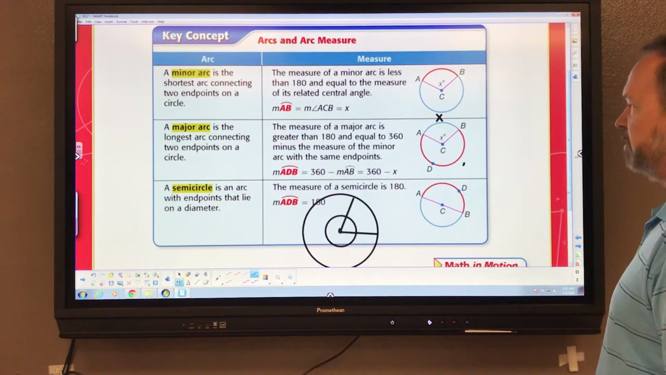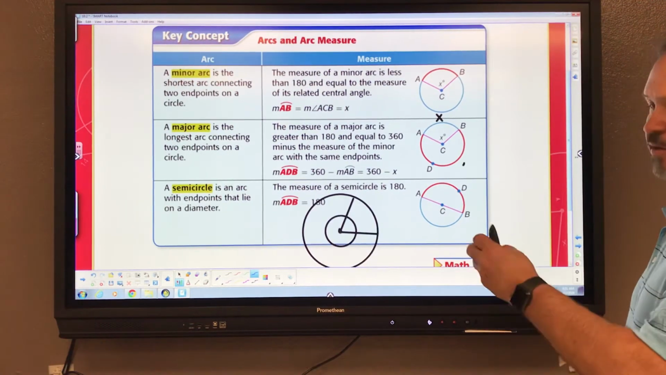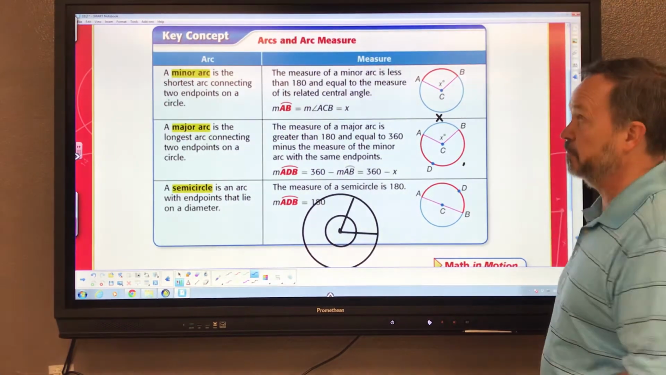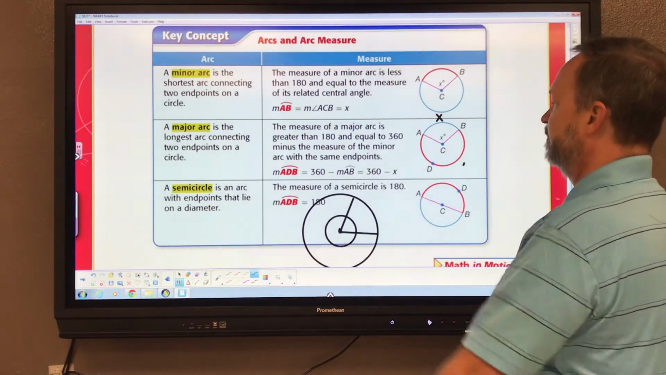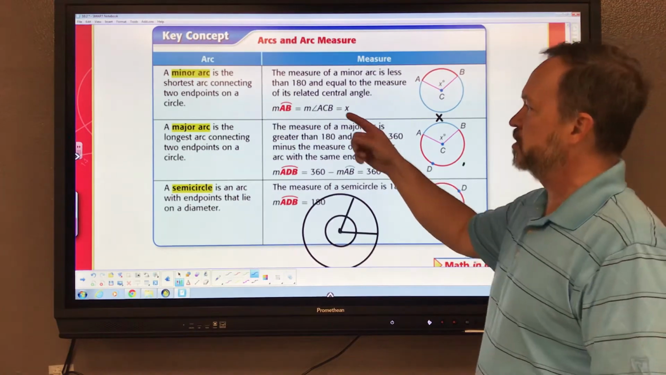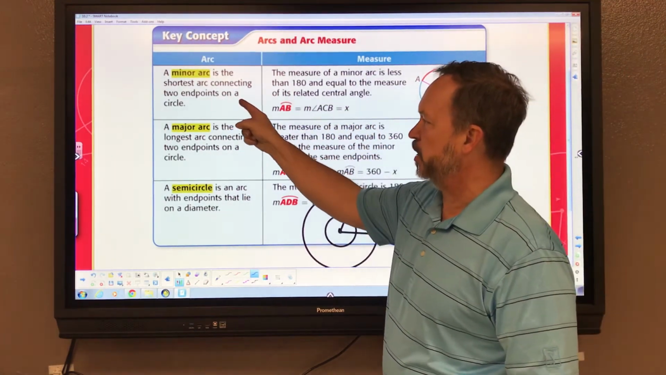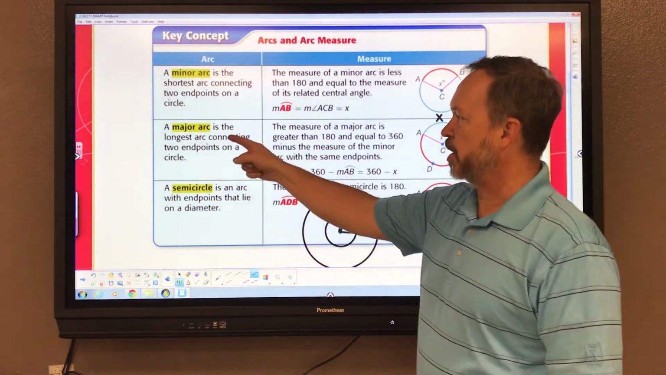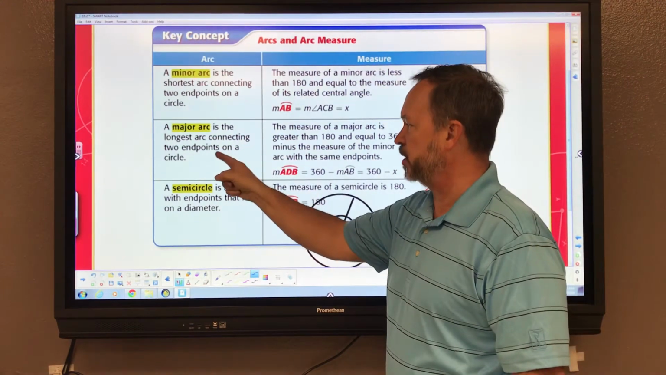Now, in talking about arcs, we mentioned in the first slide, we didn't make any deal of it, but we have minor arc, major arc, and then we have the semicircle. We've talked about semicircle already. But the minor arc is the shortest arc connecting two endpoints on a circle. A major arc is the longest arc connecting two endpoints on a circle.